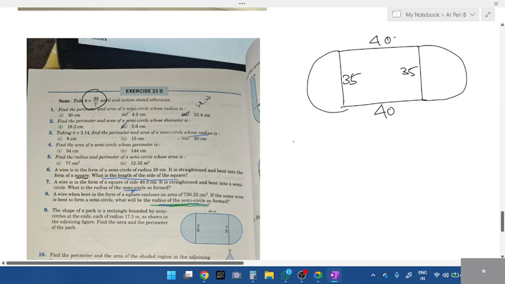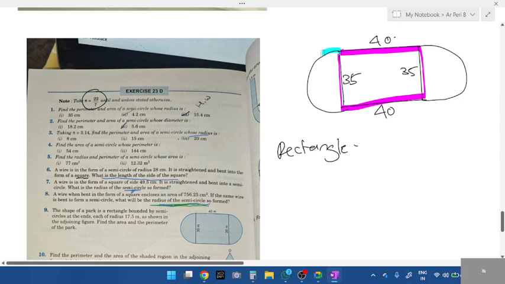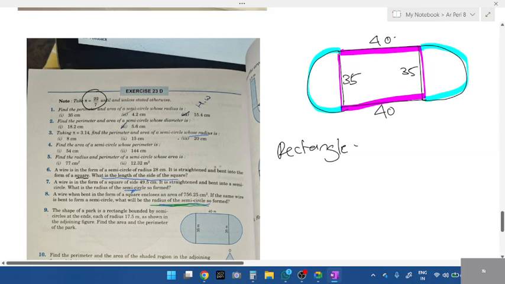How many rectangles are there and how many semicircles are there? Only one rectangle. Which is that rectangle? Can you see this pink one? Let me draw the pink one. That's a rectangle, students. Can you see the green one? Two green ones? Basically, two questions put together. What do we need to find here? Area and perimeter of the park. Yes, area and perimeter. First, let's find the area.